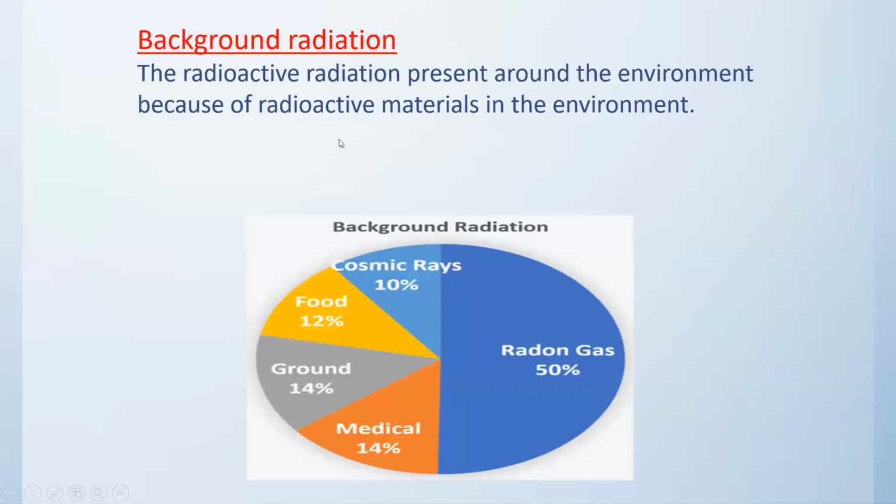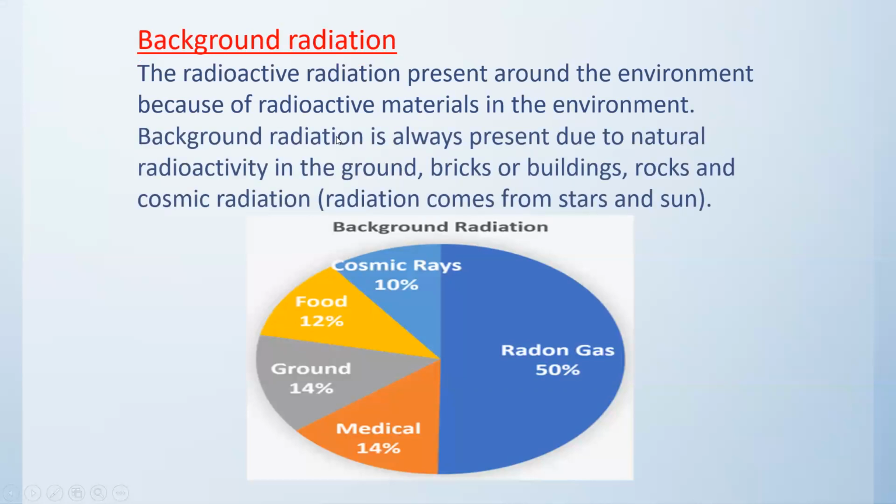Then there are radiations in our atmosphere. We call them background radiation, radiation other than the source. So what are the sources? Cosmic rays, the radiation from the outer atmosphere, food, ground, medical, and radon gas, which is there in our atmosphere, contribute to about 50% of the background radiation. So radiations other than the source which are present in our environment are known as background radiations.